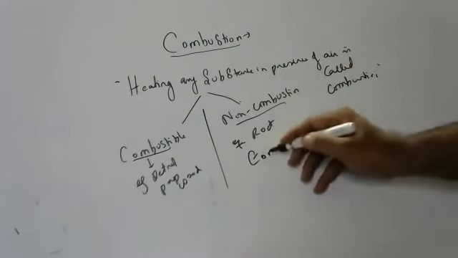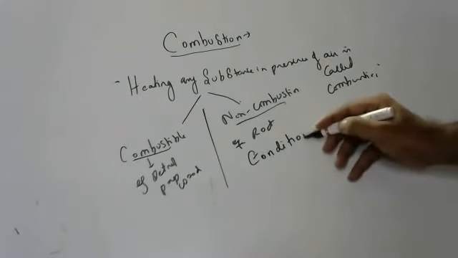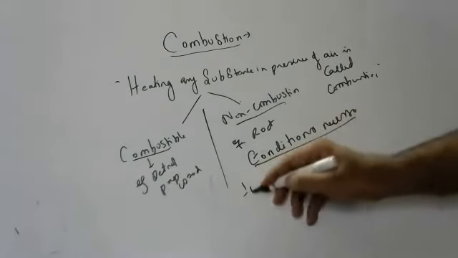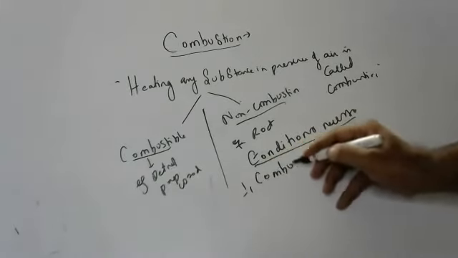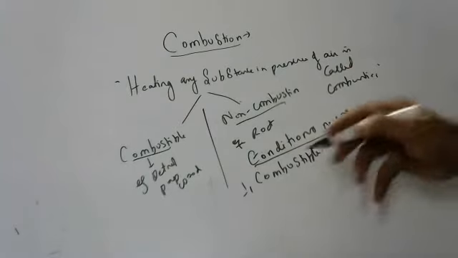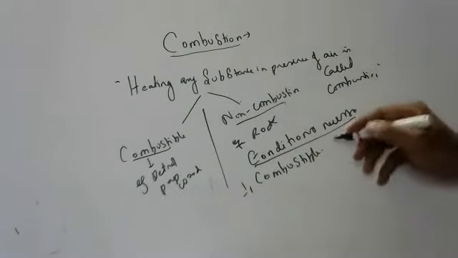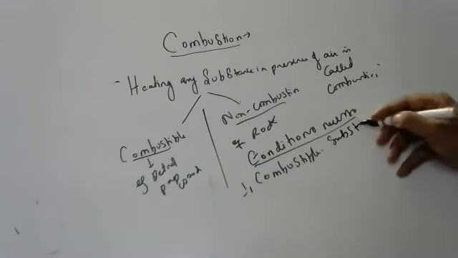What are the conditions necessary for combustion? Compulsorily, you need a combustible substance. If I give you a rock or a stone and ask you to put fire to it, you can never do that. So the presence of a combustible substance is the first condition.